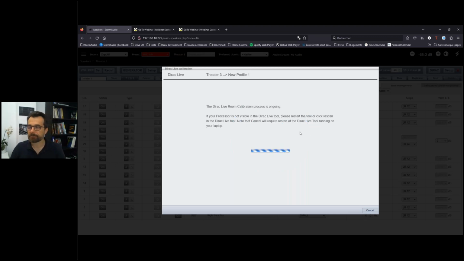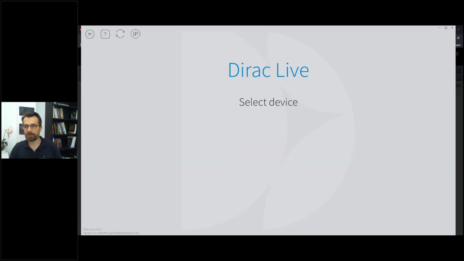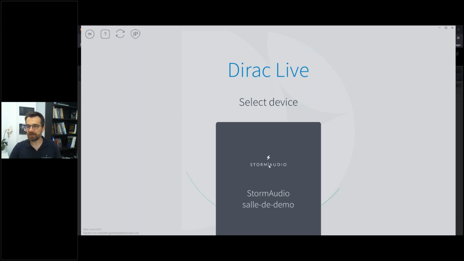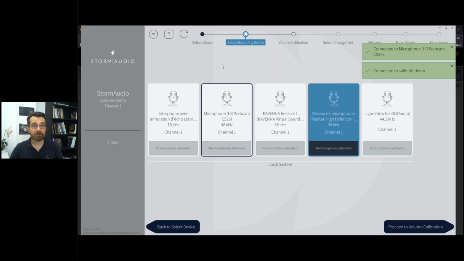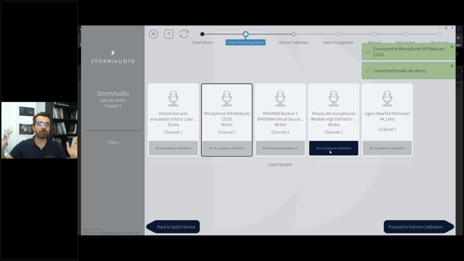All right, it's coming up right now. So the device has been detected. So you connect to it. Whenever you are in the tool, you can either go through the traditional process: select the microphone calibration curves, adjust the level, select an arrangement, do the measurements, or if you already have a project, you can load your project.